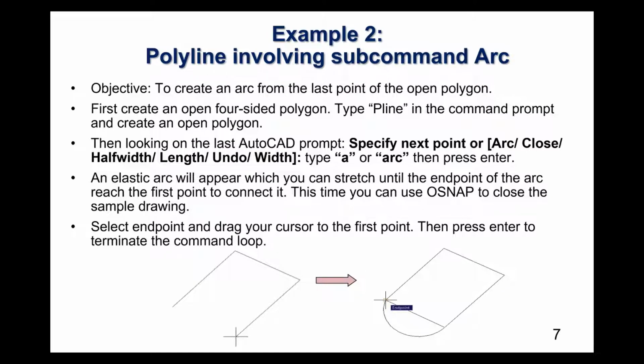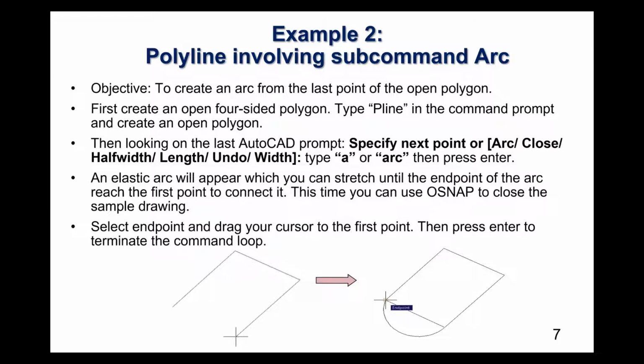Now let's try to use the first option that is available when using polyline, which is arc. Here is an example where you create an open four-sided polygon using pline and closing it with an arc. After you type A for arc and enter, you will see an elastic arc appear which you can stretch. Remember to use O-snap to click on the endpoint of a line. So finally, just simply press enter to terminate the command loop.